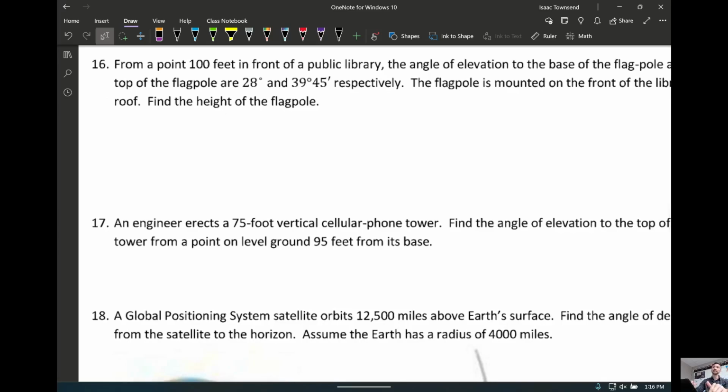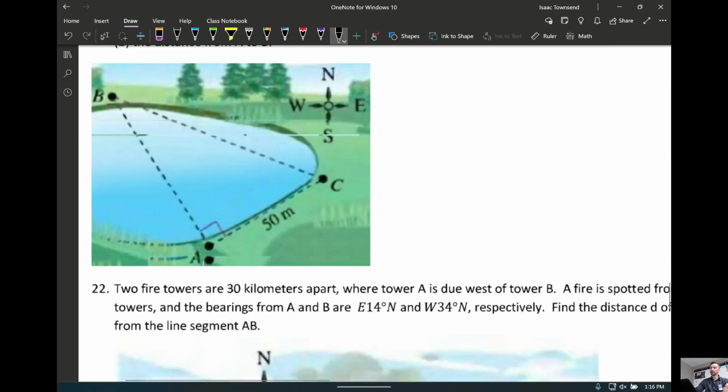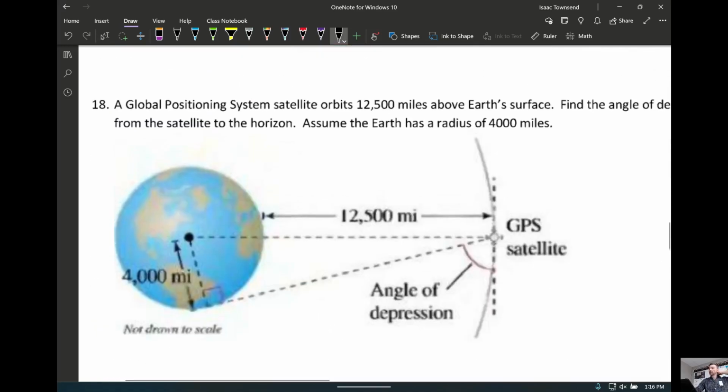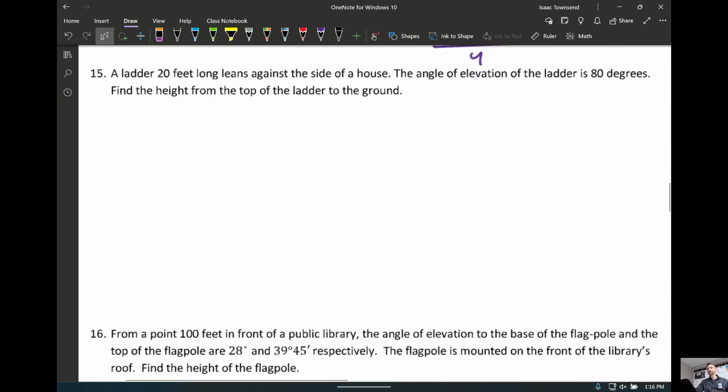Some of these are pretty easy and some of these are a little more complicated. But 16, 17, 18, 19, 20, 21, 22, 23. That's like 8 questions that we need to worry about. But again, some of these are more involved than others. But if I just go over each of these, they're going to seem easier than they should be.